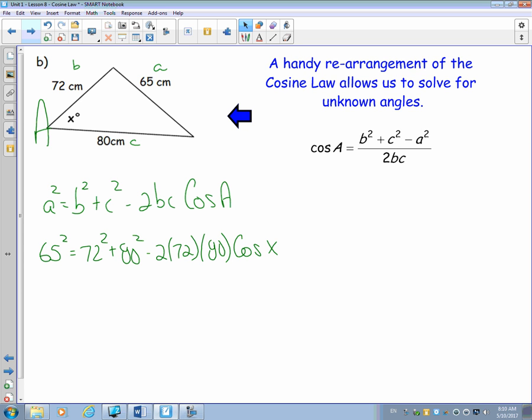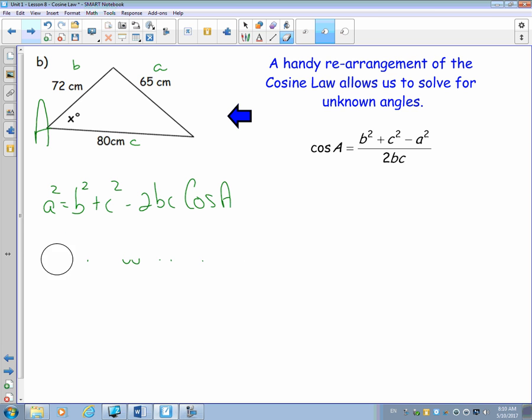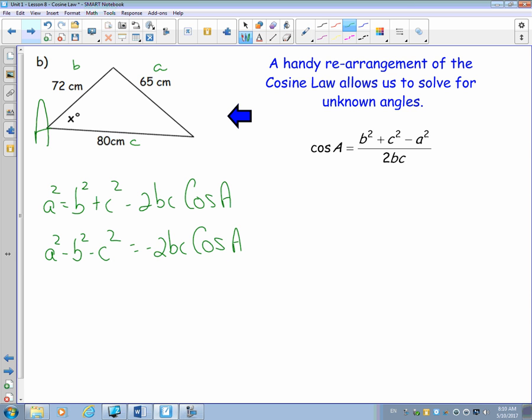Okay, so I'm going to get rid of the math that I've been doing, get rid of this piece, and take the formula and rearrange it. So just to point out to you guys, what's happened here is I've brought the b squared over and the c squared over. That leaves me with negative 2bc cos a. I'm trying to get this by itself, so I need to divide out that.